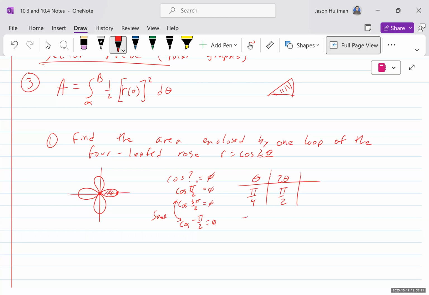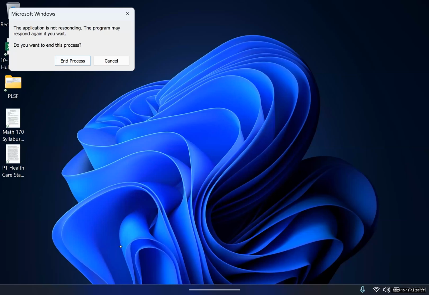Okay. And I could also do a negative pi over 4, which will give me negative pi over 2, which will give me, when I take the cosine of 2 theta, a 0 and a 0, which is nice. Okay, so going positive pi over 4 units gives me a 0, and going negative pi over 4 units gives me a 0 as well. So that's going to enclose my 4-leaf rose. So I know that theta is going to go from negative pi over 4.